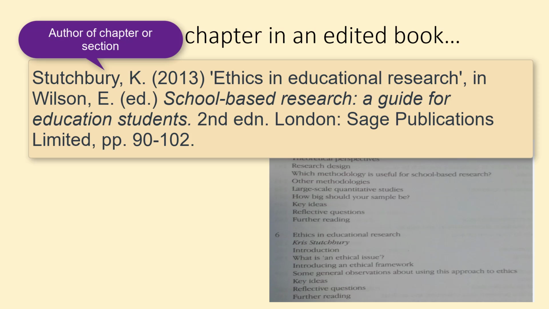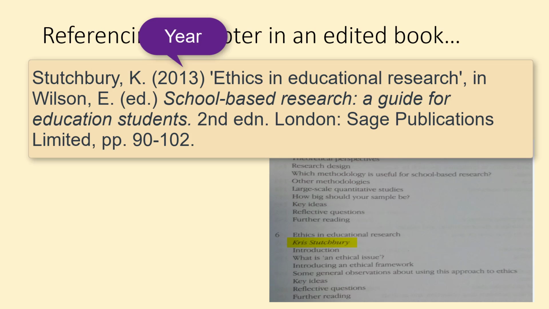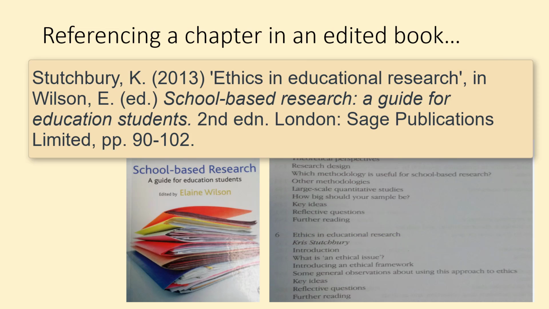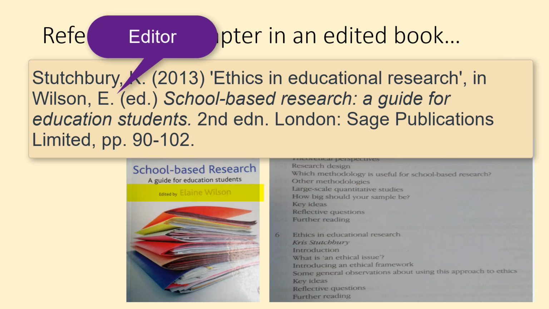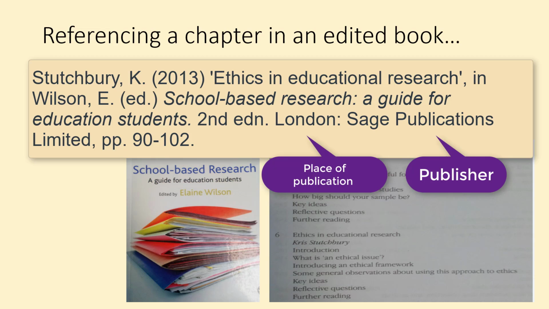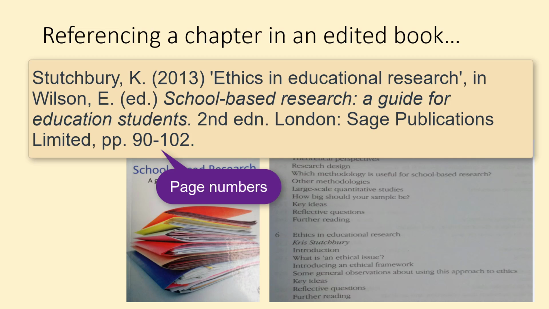It should start with the name of the author who has written the chapter, followed by the year the book itself was published. You must then include the title of the chapter within single quotation marks, followed by a comma and the word in. Next, you will need the name of the editor, followed by the abbreviated phrase ed in brackets. Next, you will need the title of the book itself in italics, followed by the place of publication and the publisher. Finish the reference with the page numbers that the chapter appears on.